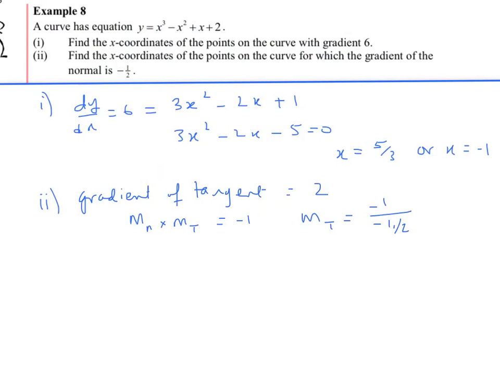And so, if we substitute that in, we get 3x squared take away 2x plus 1 equals 2. Again, if we rearrange that, we get 3x squared take away 2x take away 1 equals 0. If you want to factorize that and solve it, you should get x equals minus 1 over 3, or x equals 1.